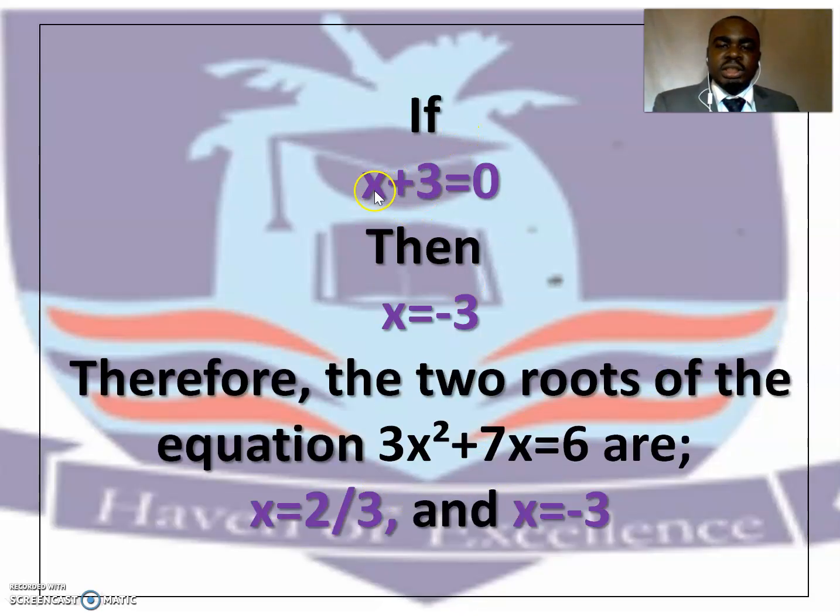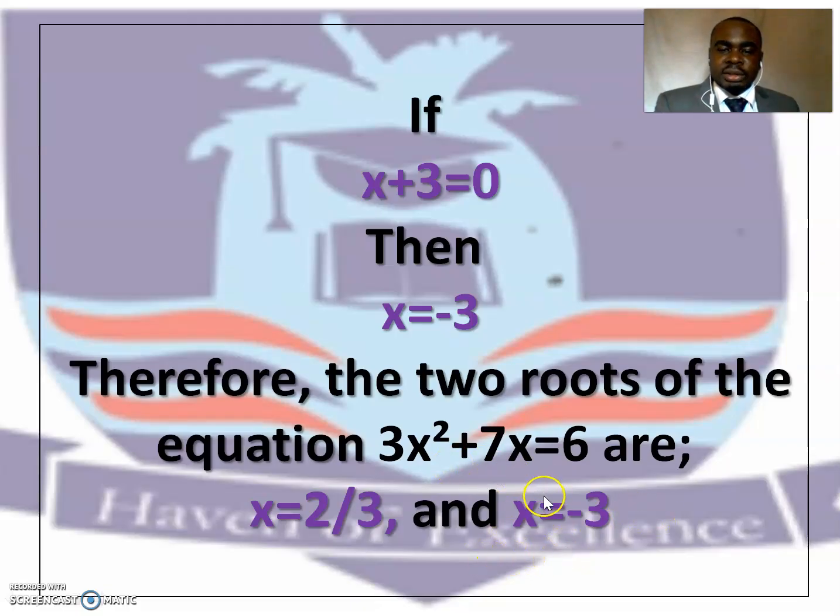Also, if x plus 3 equal to 0, then x is equal to minus 3. So the roots of this equation, 3x squared plus 7x equal to 6, are x equal to 2 over 3 and x is equal to minus 3.